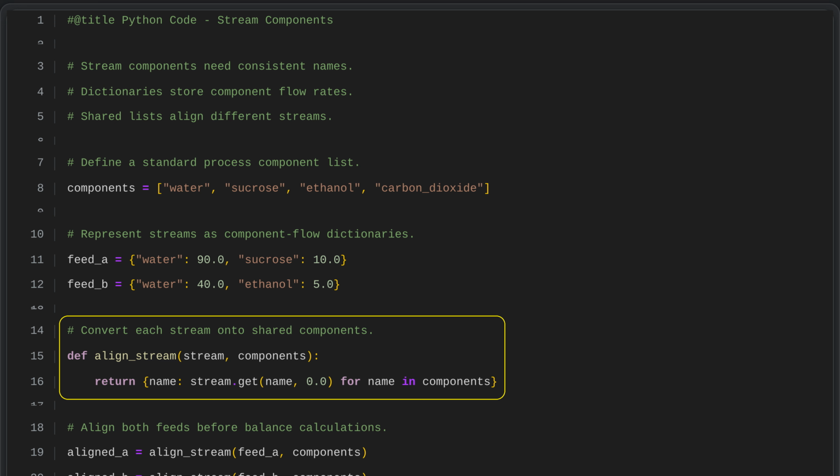The align stream function standardizes a stream dictionary to match a given component list. It creates a new dictionary that keeps existing flow rates and assigns 0 to any missing components, so all streams use the same component set.